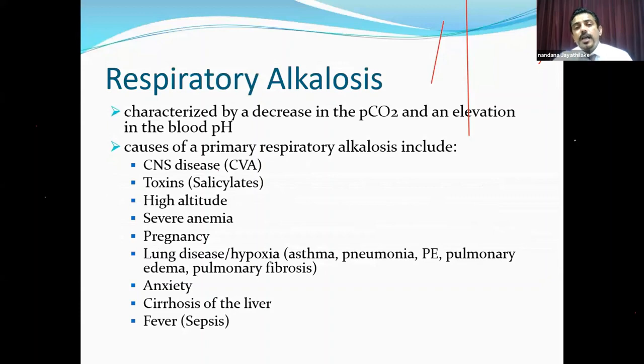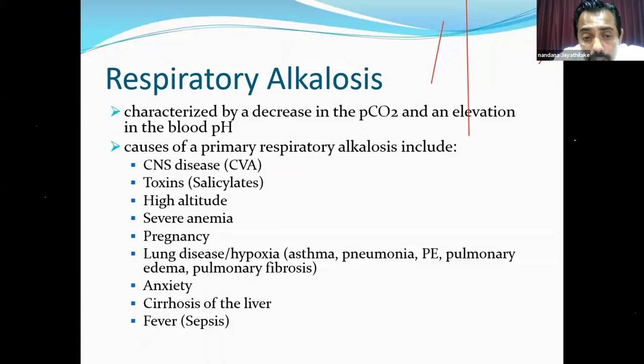So the respiratory alkalosis is characterized by a decrease in the PCO2 and elevation of blood pH. The causes of primary respiratory alkalosis include CNS disease like CVA and salicylate poisoning, aspirin. This is important, toxins, salicylate poisoning, because salicylate causes metabolic acidosis as well as respiratory alkalosis, because of the hyperventilation. Salicylate stimulates the respiratory center. So this is called both metabolic acidosis and respiratory alkalosis.